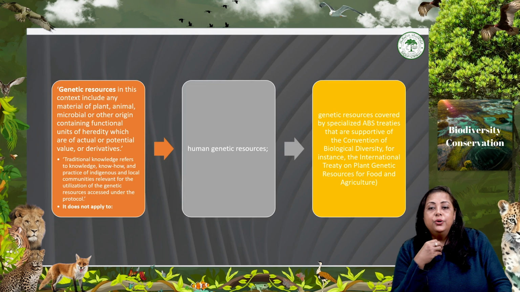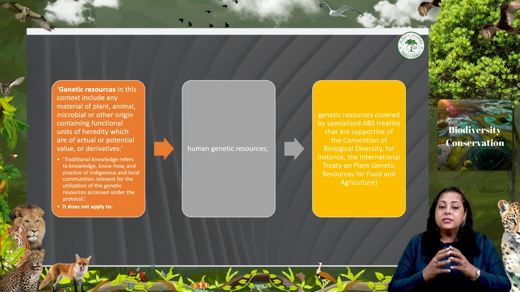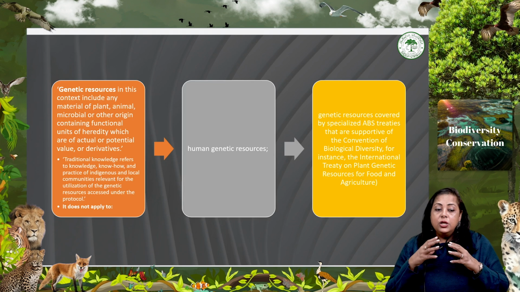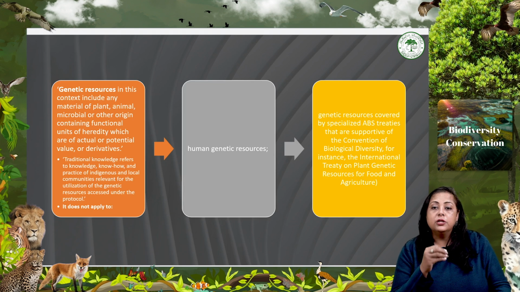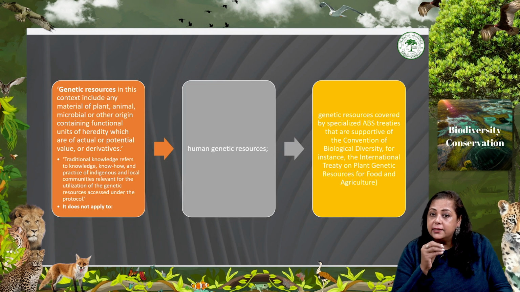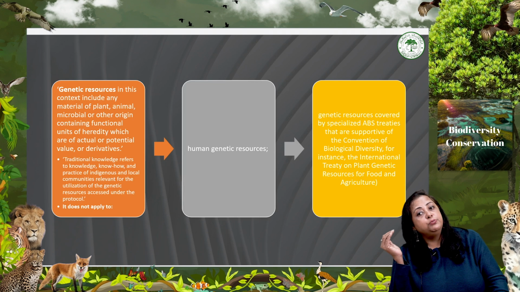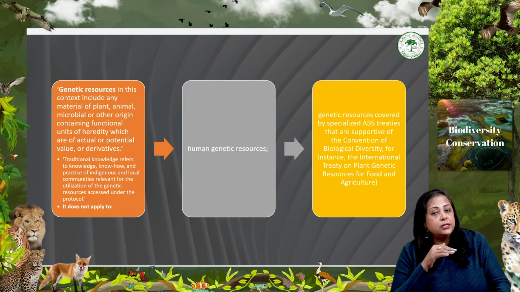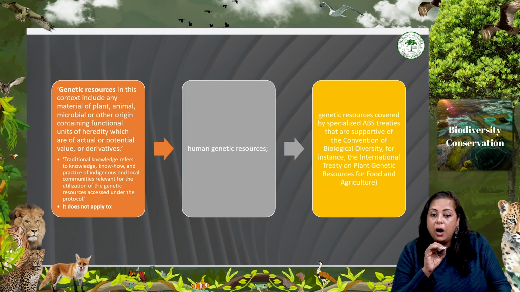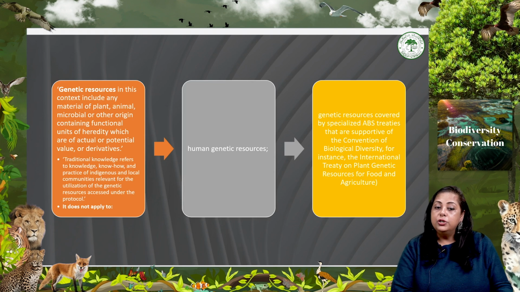Suppose we know the use of turmeric since ages, but there is no documentation. That is actually the traditional knowledge, how the local people, how the traditional people are utilizing the genetic product from generation to generation, being transferred from one generation to another and carrying on. So this is the traditional knowledge, referring to the know-how and practice of indigenous and local communities relevant for the utilization of the genetic resources accessed under the protocol.